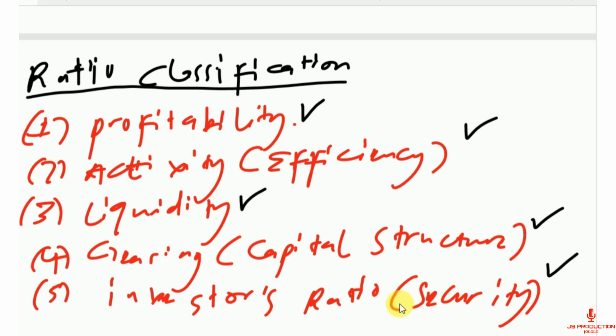Then let us look at the last type of ratio, which is the investors ratio. So these look at the business from the particular perspective of a shareholder or a potential shareholder. So these are the 5 types or classification of ratios.